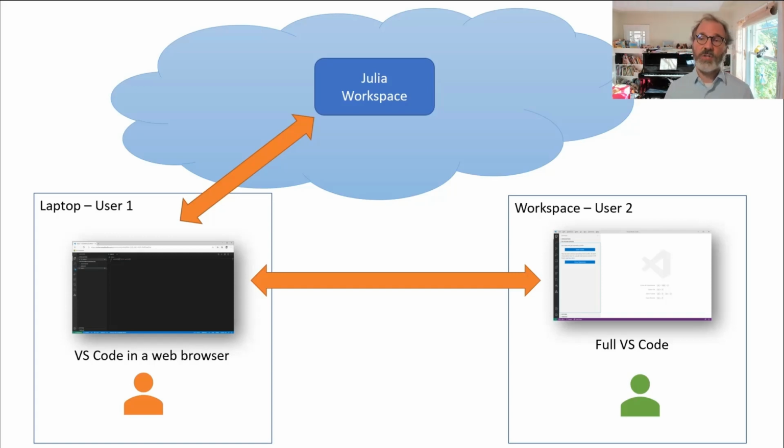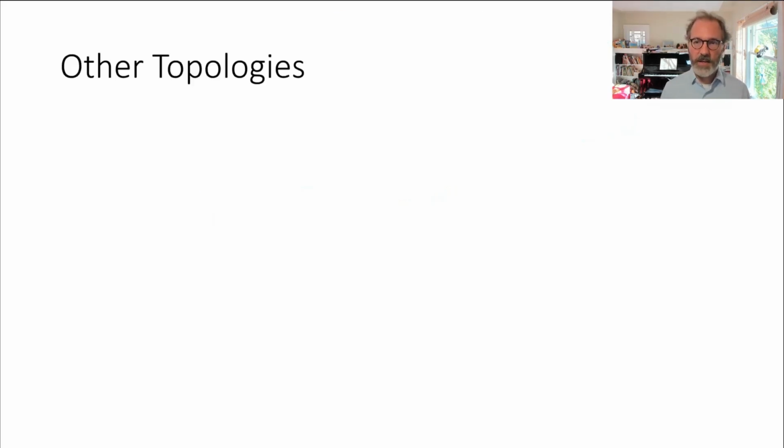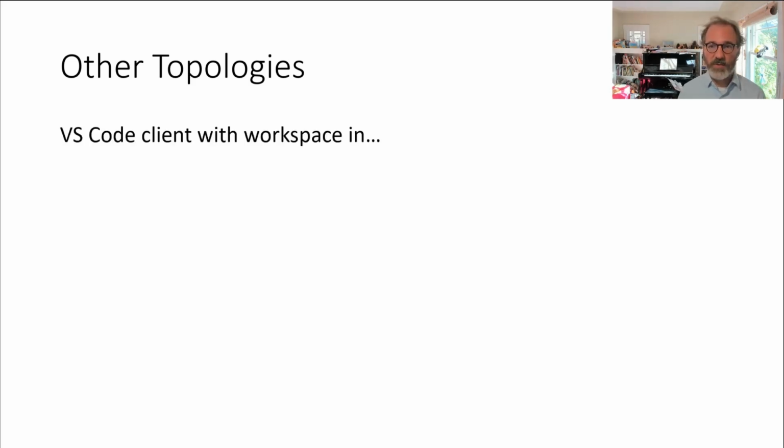This really only scratches the surface of the remoting capabilities that Visual Studio Code provides. There are many other topologies for working with different machines that are supported out of the box and that all should work with the Julia VS Code extension as well. So I'm just going to list some of them here. So in general, if you have a VS Code client running, you can connect that instance with a workspace in different places. So we saw the example that it connected with a workspace running in Visual Studio Code Spaces in the cloud. But you can also connect it to a local Docker image.